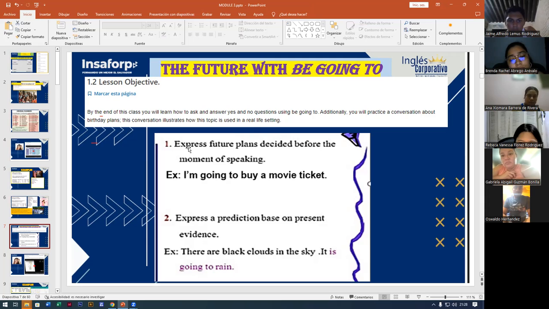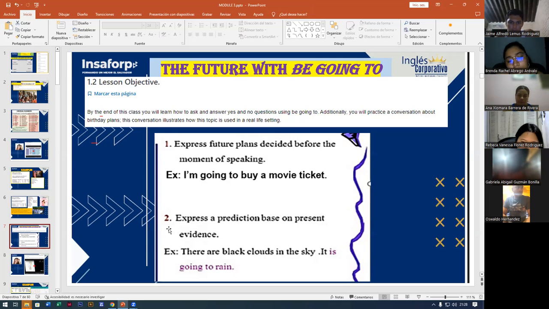So let's check here. Express future plans decided before the moment of speaking. So they are basically plans that you have. You meditate things that you want to do in the future. For example, I'm going to buy a movie ticket. Voy a comprar un boleto para ver una película, right?